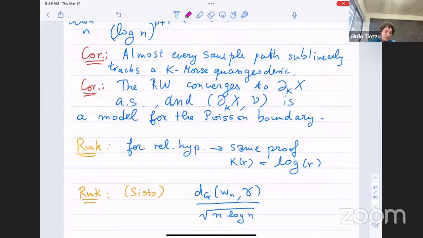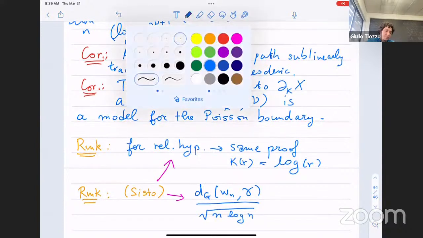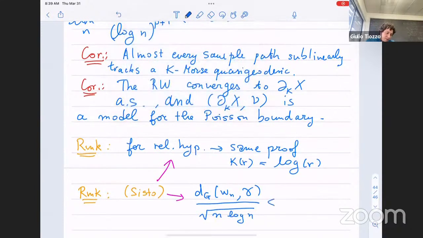So he proves at least the same tracking result, but for the mapping class group, this analysis gives you a better bound, because we can get just a power of the logarithm rather than this square root. Yeah, so he proves this bound.